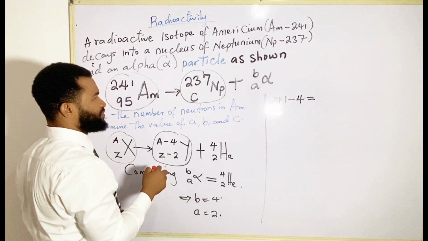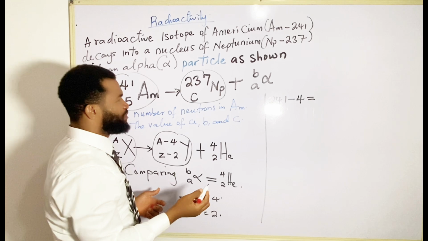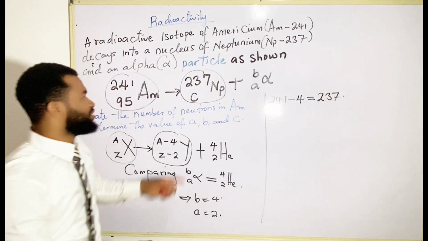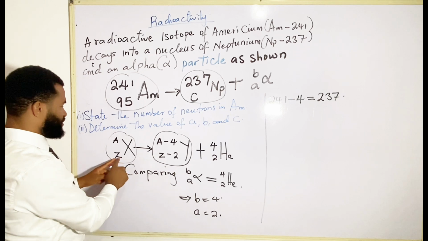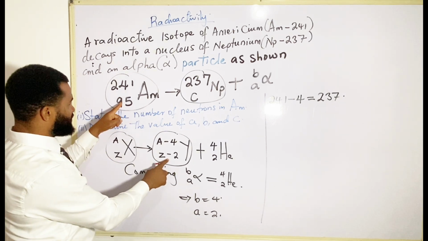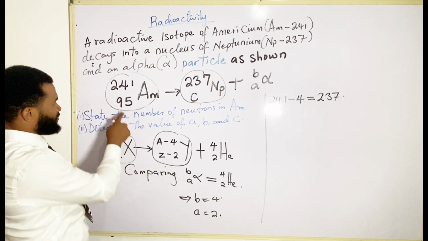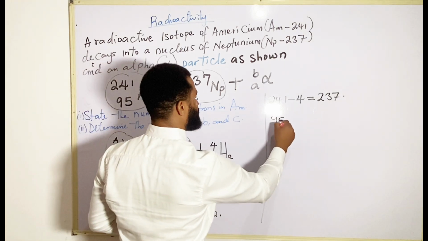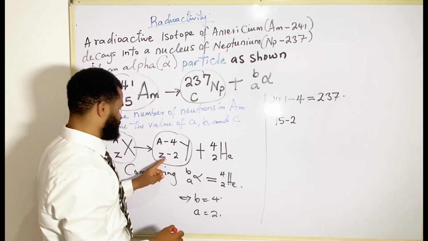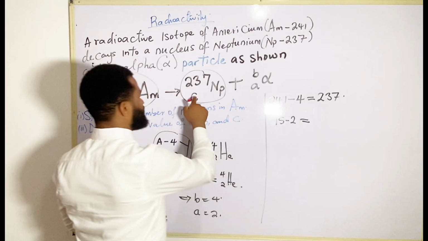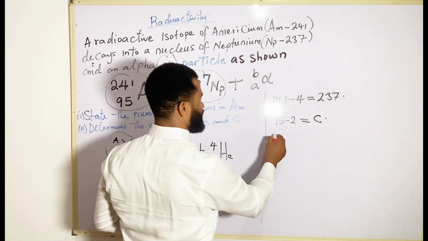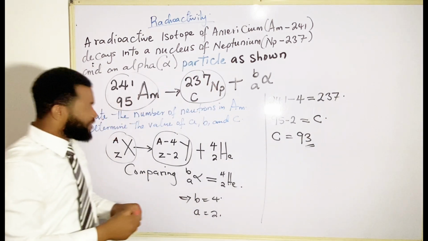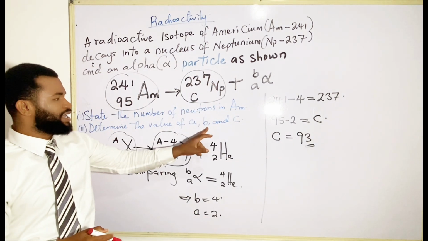Of course, it should be. Look at this, 237. Have you seen that? But our intention is to find C. So I'm going to use Z, which is 95. So this is going to be 95 minus 2, which is going to be equal to C. Therefore, C is 93. So I have found C, I have found A, I have found B.